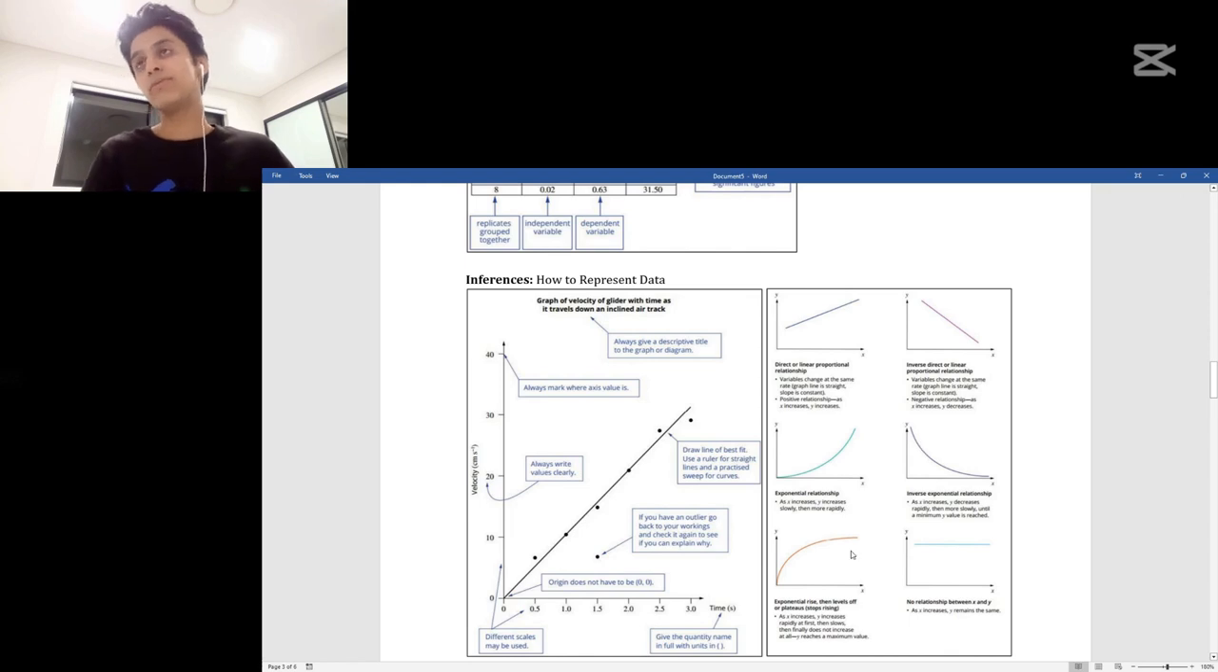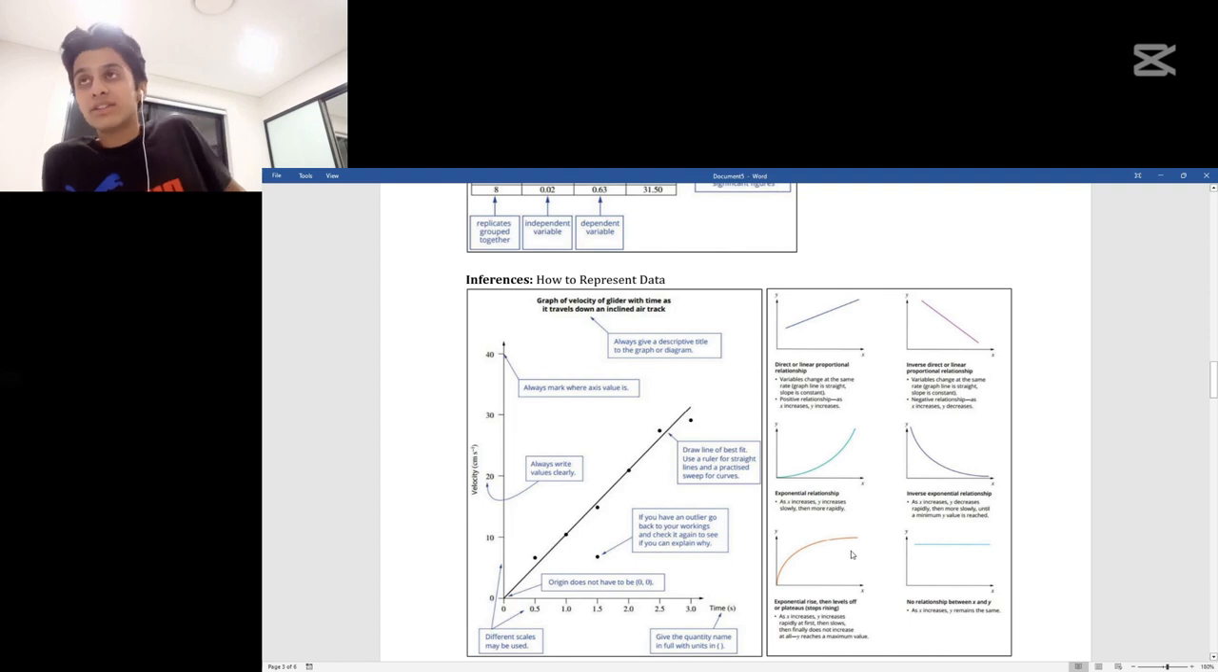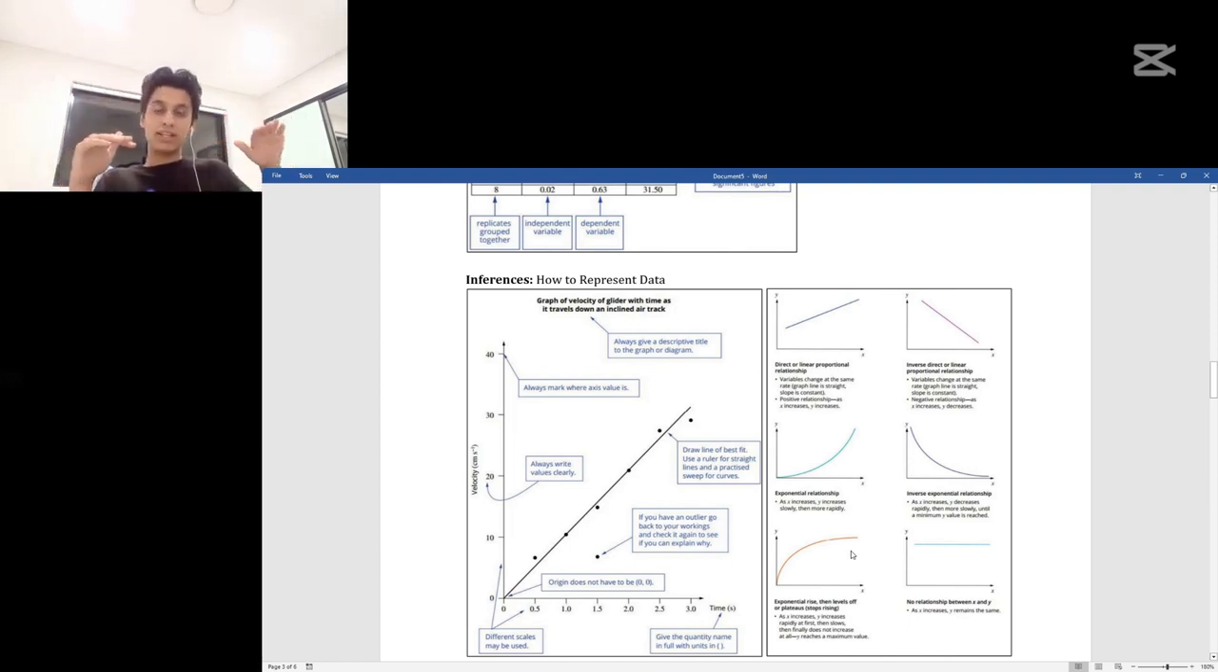Okay? Now, exponential rise, that's the next one. So this is when there's an exponential rise, then levels off or plateaus, so it stops rising, so it goes boom, and then it just sticks there. To describe this, as x increases, y increases rapidly at first, then slows, then finally does not increase at all. Y reaches a maximum value. And finally, when there's no relationship between x and y, as x increases, y remains the same.